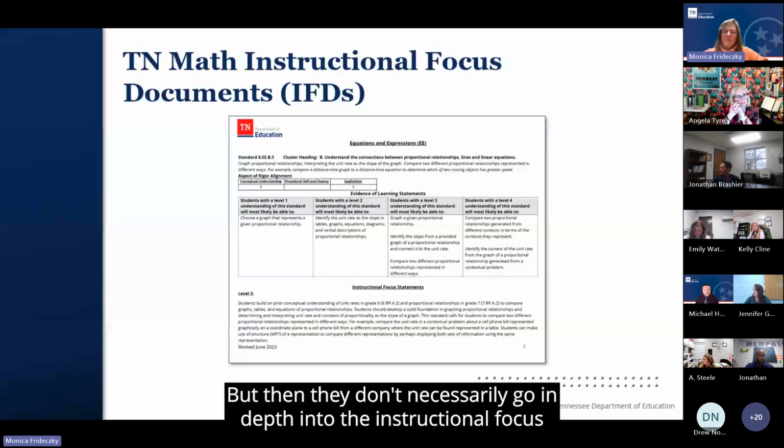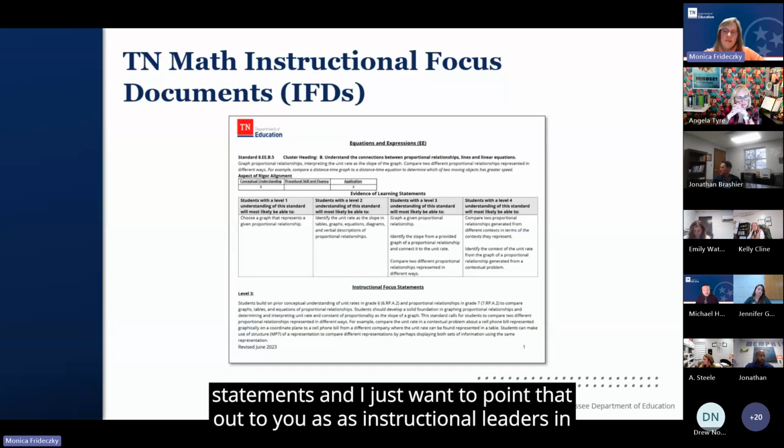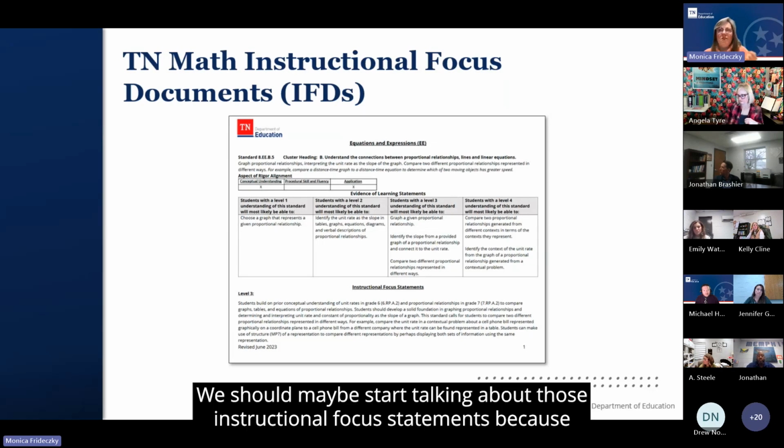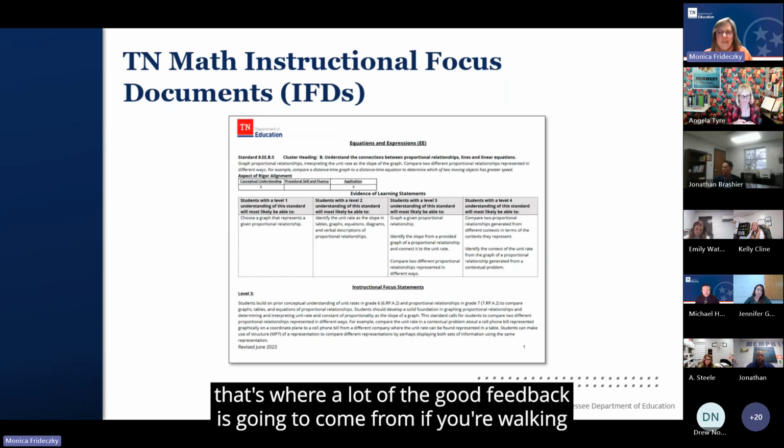But then they don't necessarily go in depth into the instructional focus statements. And I just want to point that out to you as instructional leaders in your buildings, that we should maybe start talking about those instructional focus statements because that's where a lot of the good feedback is going to come from.